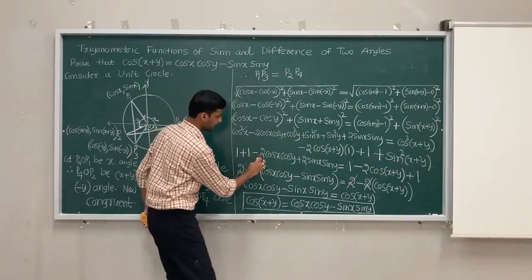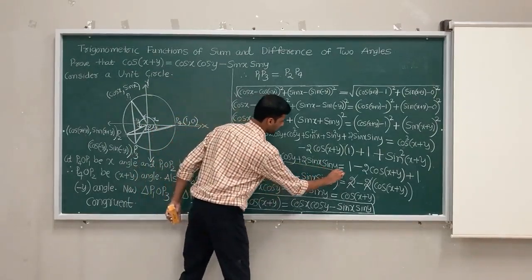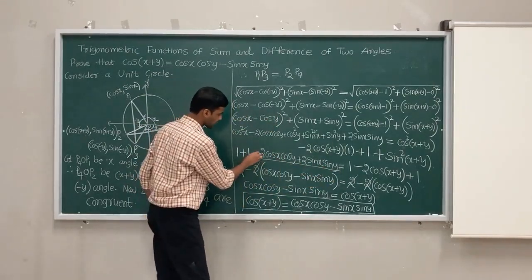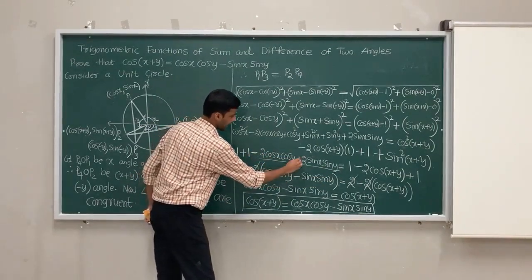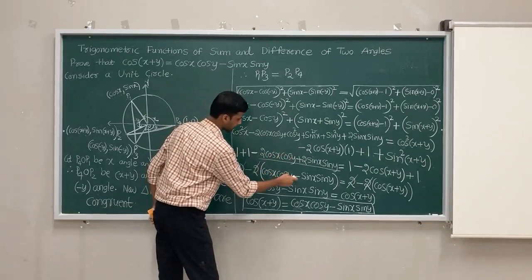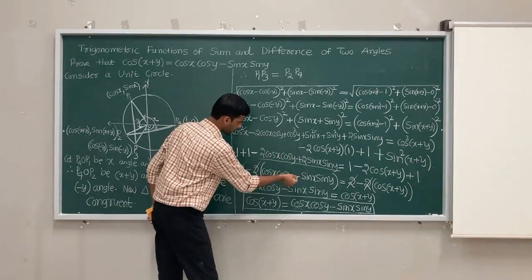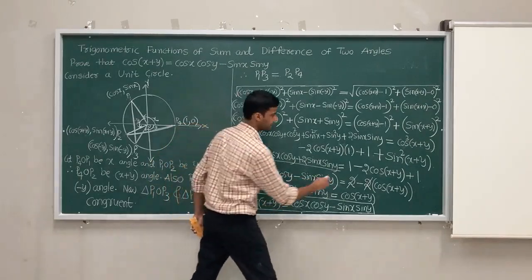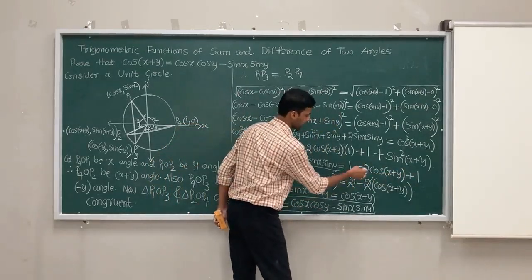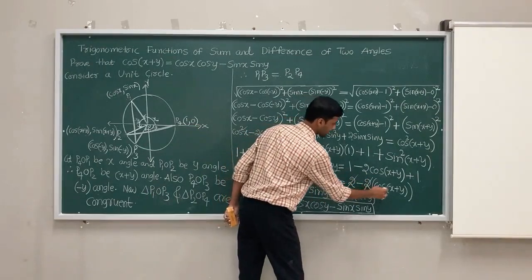Then in these two terms I have taken minus 2 common. When I take minus 2 common, this term becomes cos x cos y. As minus is common, minus minus becomes plus. That's why I take minus common. Therefore the term becomes minus of sin x sin y. Then 1 plus 1 is 2. Then minus 2 I have taken out. It is cos of x plus y.